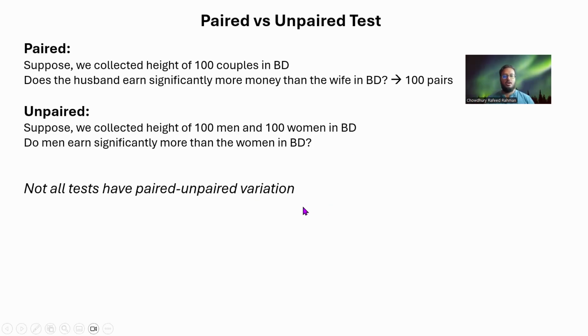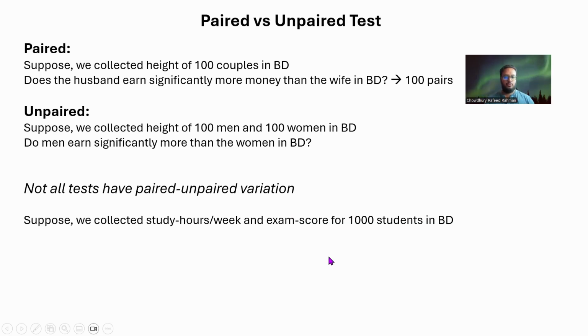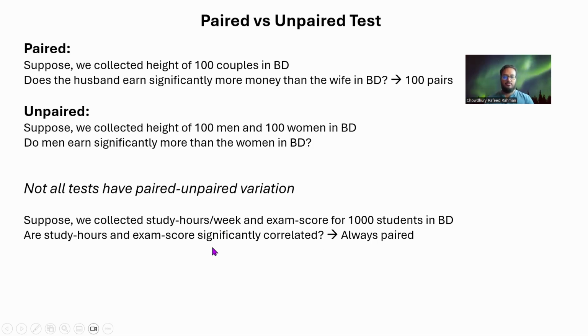The question is, do all tests have this paired unpaired variation? No, the answer is no. All tests do not have paired unpaired variation. Let me give you an example. So suppose we collected study hours per week and exam score of 1,000 students in BD. I showed you this example before. In this case, you know that this is already paired because study hours per week and exam score will be for one student, right? So if you have 1,000 students, there will be 1,000 pairs of study hours per week and exam score. That means this will always be paired. This question of study hours and exam score being correlated will always be paired.